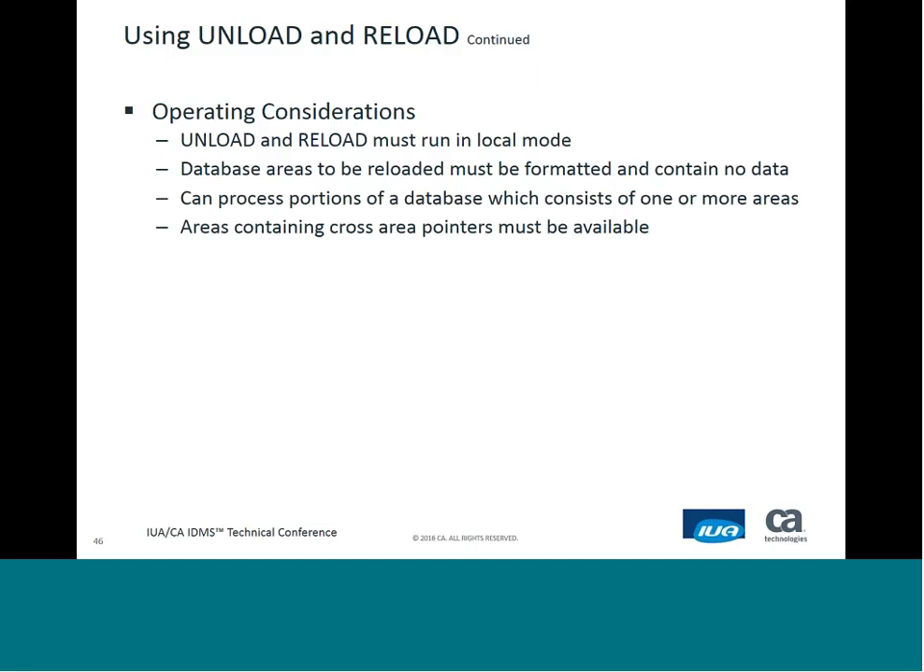Now, if there are pointers that cross between those areas, in other words, a record in Area A that has a chain set to a record in Area B, Area A is still going to have to be available to the unload reload process, and it will get updated with the new DB key information when we reload the database. But you don't have to go through the overhead of actually reading those areas to extract all of the data from those areas. You would only have to do it for Area B.